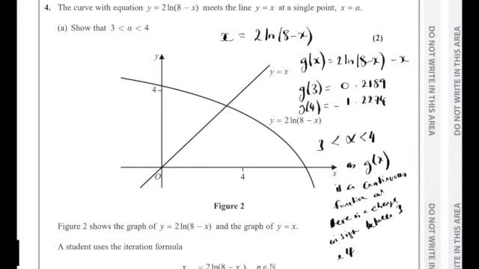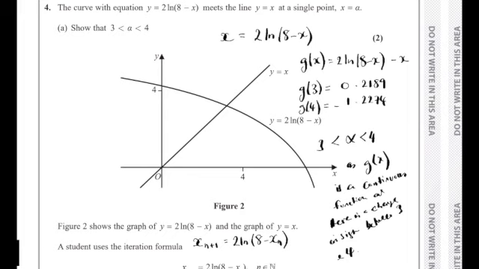Okay, x n plus 1, I'll write it here for you. x n plus 1 is equal to 2 ln(8 minus xn). In other words, if he wants to improve upon his initial guess for the solution, he needs to take his initial guess away from 8, find the natural logarithm of that number and times it by 2, and that becomes his next x value for approximation.